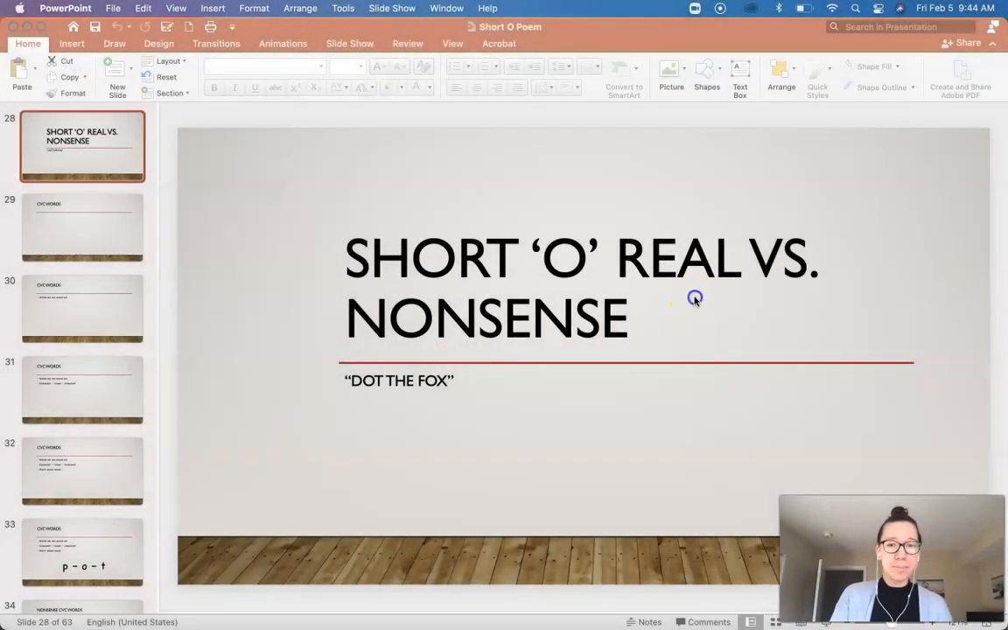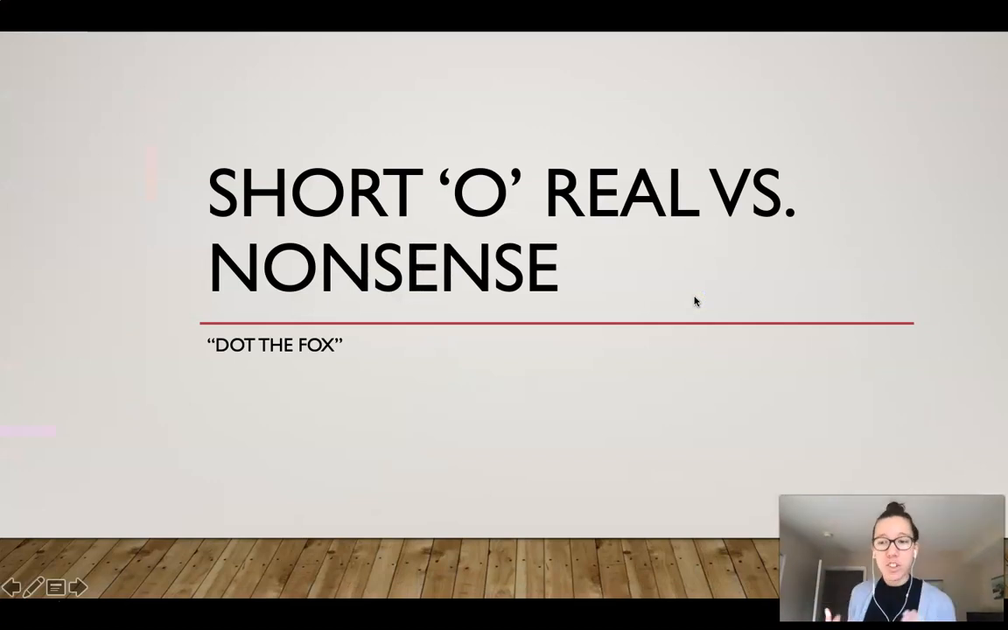So let's get started. Today's short O, real versus nonsense words, and this is all based around the poem we read yesterday, Dot the Fox, right? So we think about the word dot, d-ah-t, dot. We hear that ah sound, the short O sound, in the middle of dot. We also hear the sound ah in the middle of fox, f-ox, fox. So we're going to be looking at more words like that today.